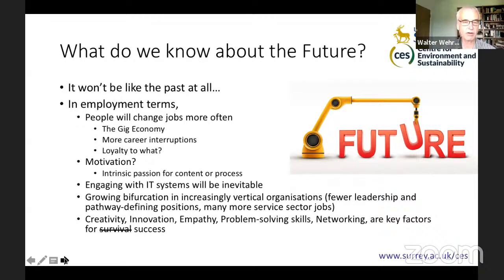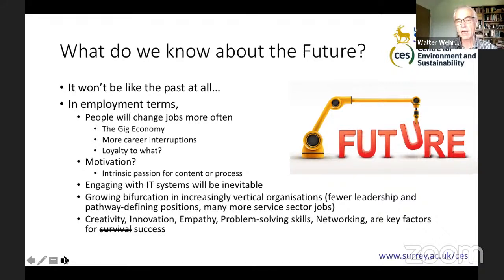We have already the gig economy, we have more career interruptions, and that typically means that with people moving from one company to the next, the loyalty towards one individual company is being replaced by loyalty towards a particular subject matter. And therefore the motivation is focusing much more towards intrinsic passion for content or process. So in other words, we are not seeing anymore the IBM persons, you know, the blue suits and blue ties and that kind of stuff. We see people who are computer systems engineers and they plow a particular furrow in their particular lives for that.